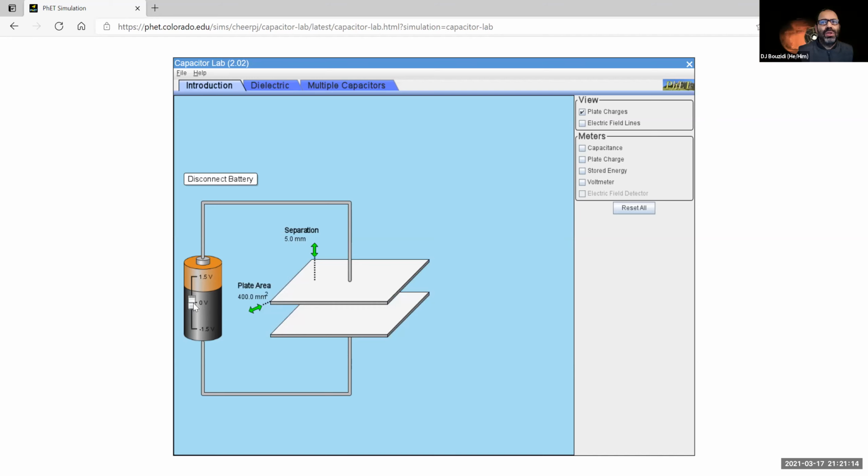Okay. So at this point, the voltage is 0. But now I have the area. I have the separation. Can I find C now? I mean C. I have D. I have A. But don't forget, it's 400 millimeters squared. So it's 10 to the negative 3 squared, so it's going to be 10 to the negative 6 at the end. And then the separation is 5 millimeters, which is another 10 to the negative 3 in it.